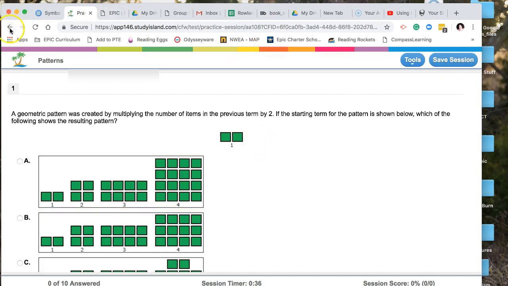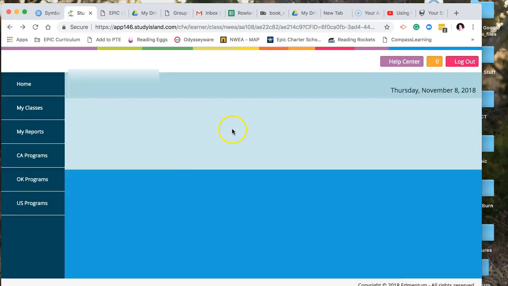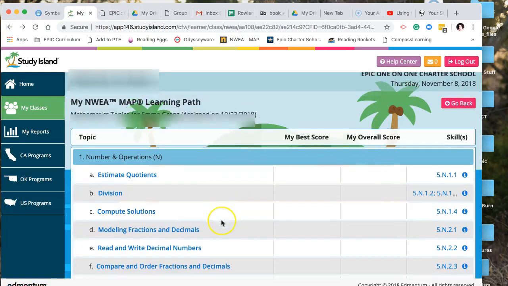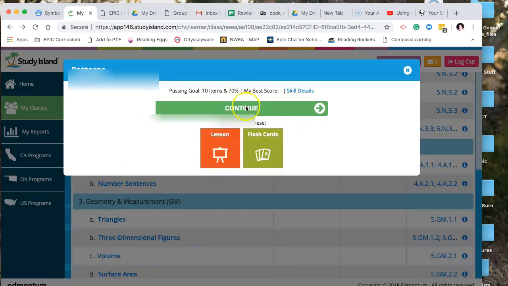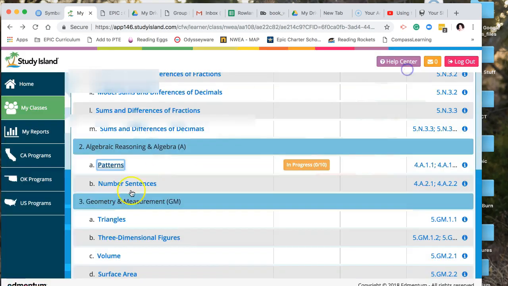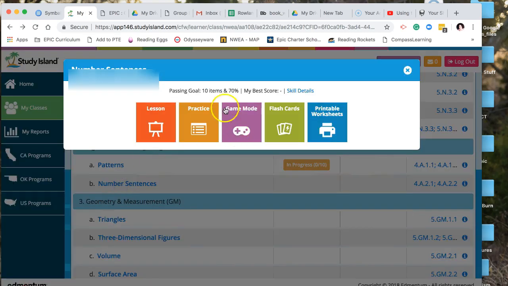Now, you can also have your student practice in game mode. So let me go back to that very same lesson. Okay, and it is not here now because I already clicked in the practice session. So I suggest doing a lesson with your student, then printing the worksheet.